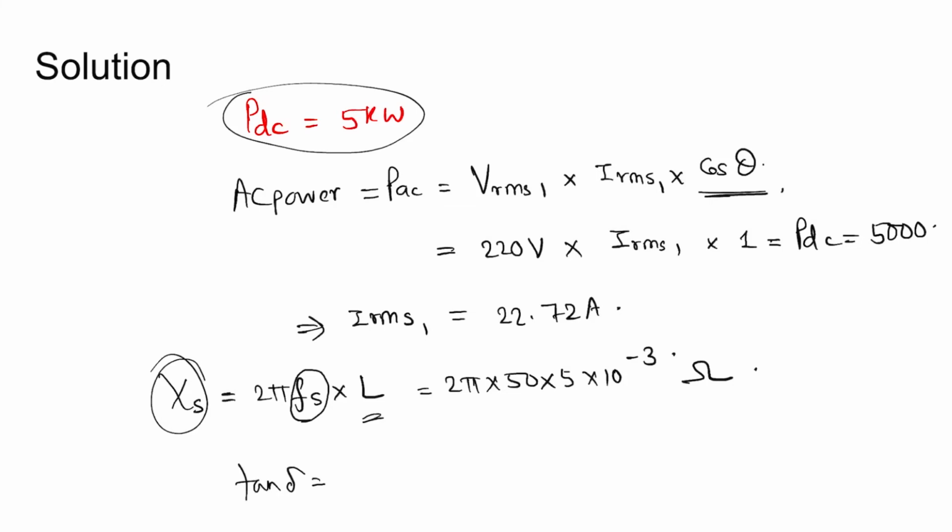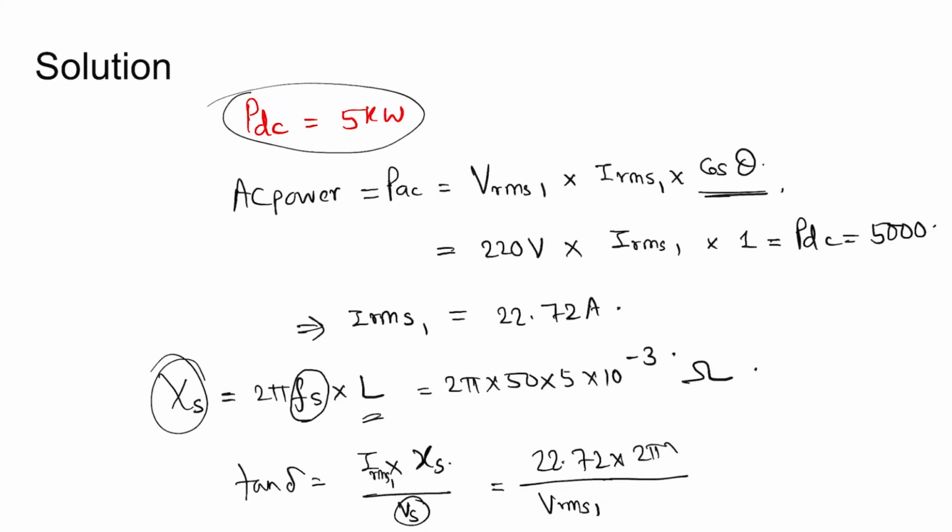Now we already said that tan delta equals I into XS divided by Vs, which means IRMS 1 into XS divided by Vs. Vs is nothing but the fundamental AC RMS voltage, which is VRMS 1. IRMS 1 is calculated to be 22.72, into XS, which is 2 pi into 50 into 5 into 10 to the power minus 3. VRMS 1 value is given to be 220 volts, so we write 220 volts here.